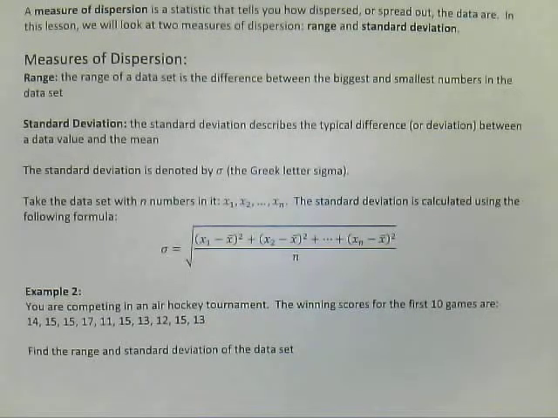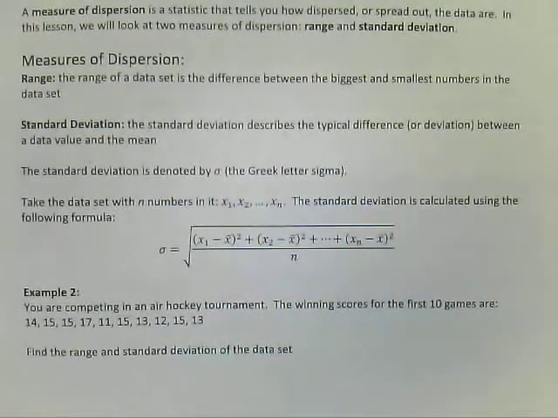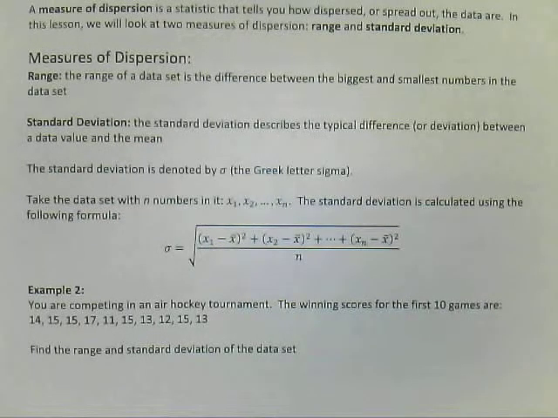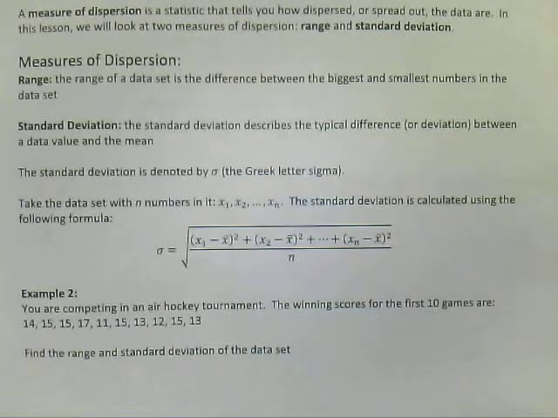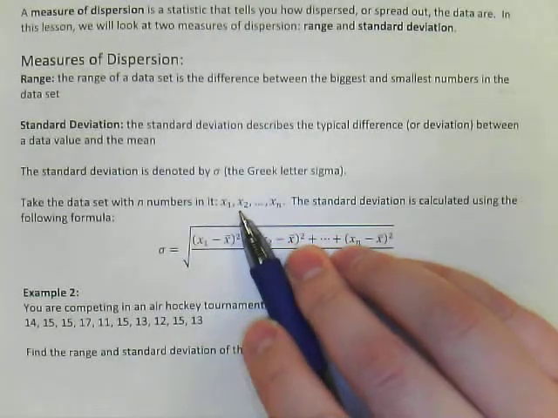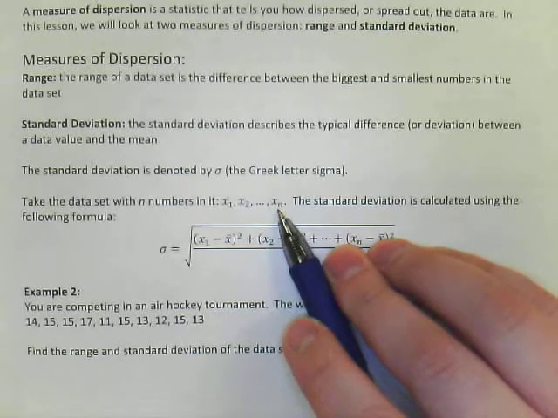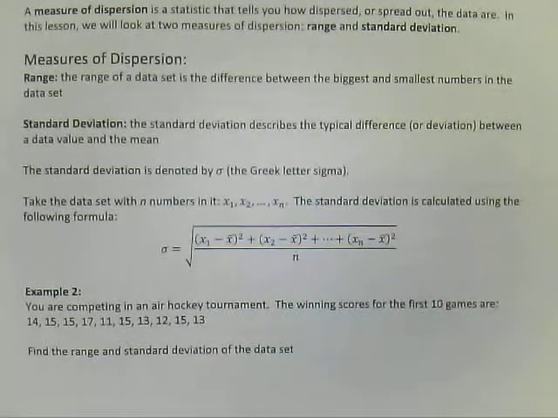Standard deviation is a bit more complicated. Standard deviation describes the typical distance, or difference, or deviation between a specific data point and the mean. We use the Greek letter sigma, kind of like an O with a little thing sticking off the side, to denote standard deviation. Now, if we have a data set with n numbers in it, we could call them x1, x2, x3, x4, x5, however many up to the last one, which we'll call the nth data point. To get the standard deviation, we use this formula here.